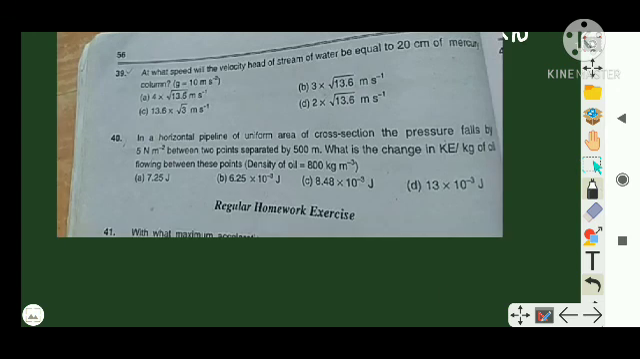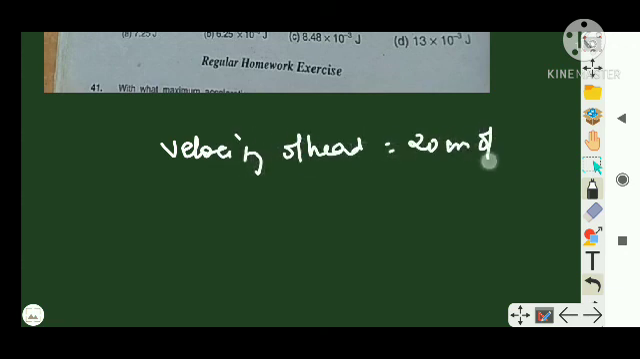The next question: at what speed will the velocity head of a stream of water be equal to 20 centimeter of mercury column? That is velocity head, that is velocity head is equal to 20 centimeter of mercury column.